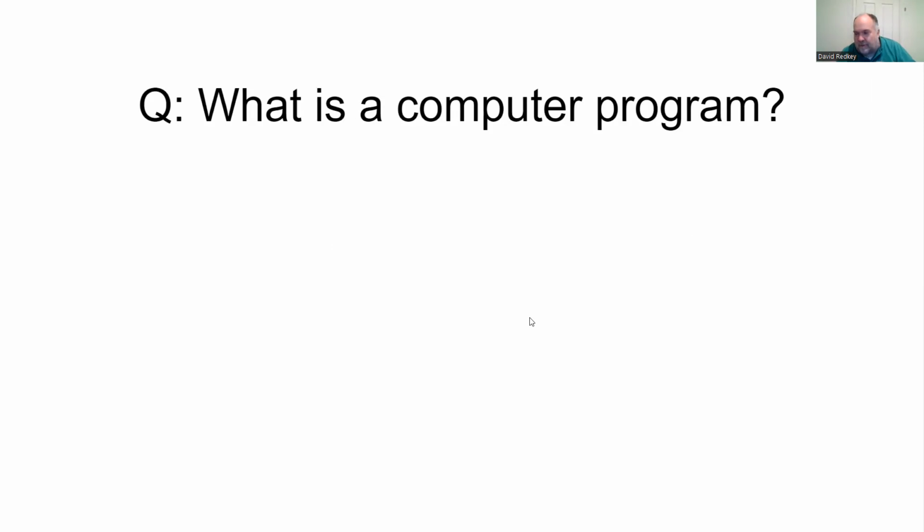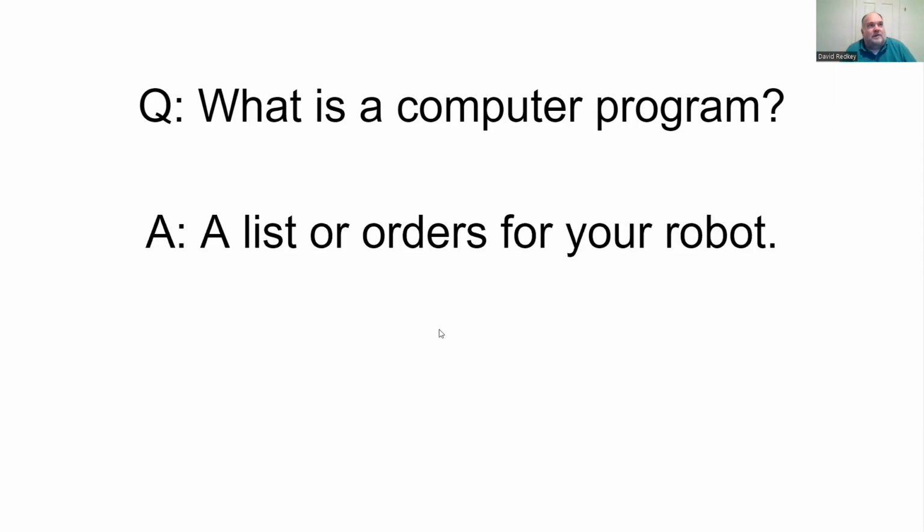A computer program is the instruction list that you give to your robot assistant. It can be a really complicated list of orders to do, or it can be something pretty simple, like going to the store and buying an apple. So that's what a computer program is, a list of orders for your robot.